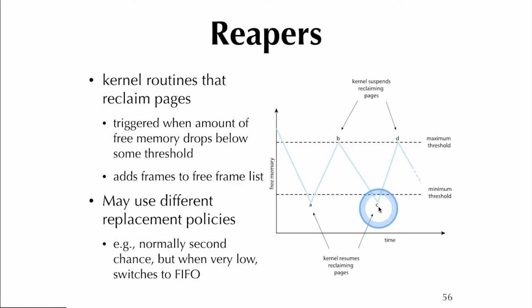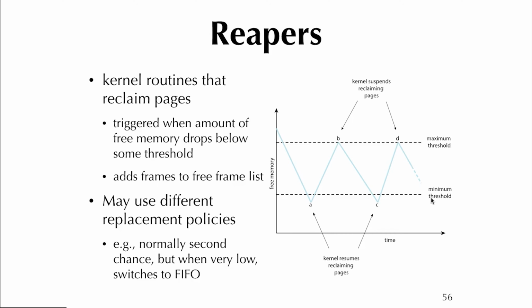And so then that gets triggered, and the Reaper runs between C and D, and then after it hits D, or it goes above, the Reaper stops, and it wouldn't get triggered again until the free frame list drops below that minimum threshold again. Okay, so you can do this even without demand from the program, and it does so to maintain this kind of low watermark on the free frame list.